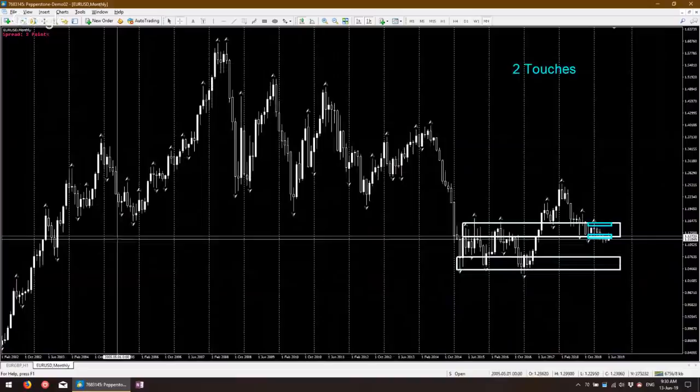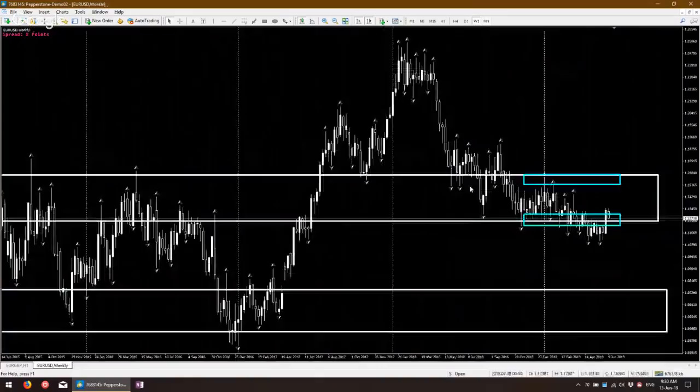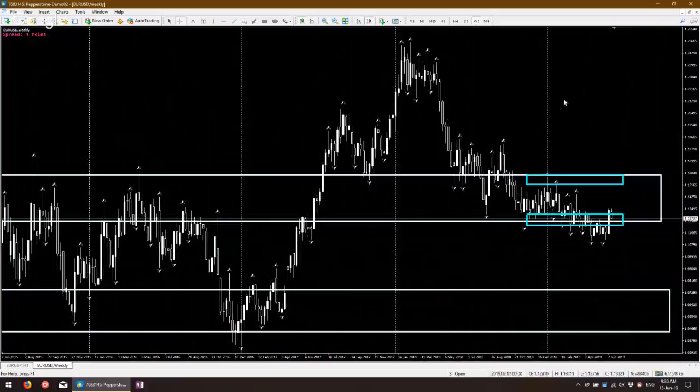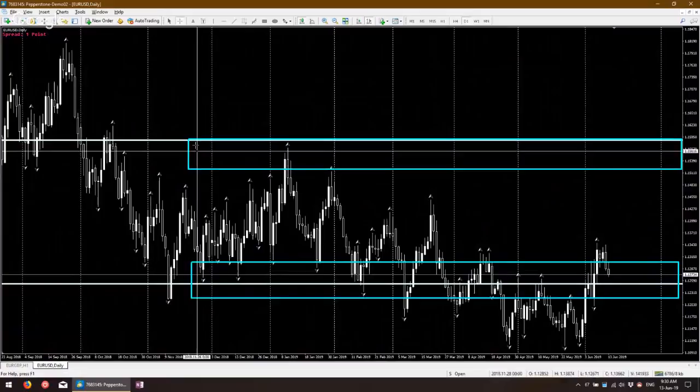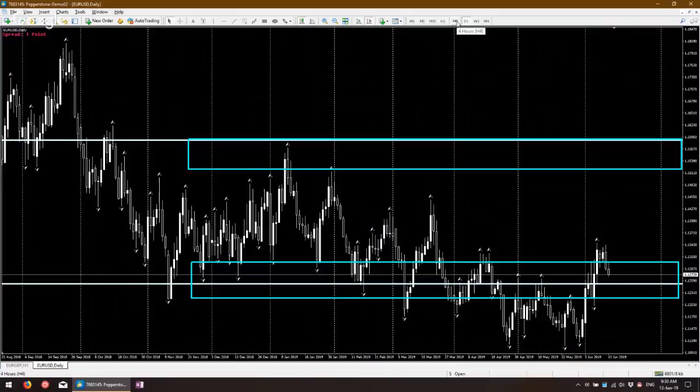So that would be how we go. We start from the higher ones, which help us define two zones. In this case, the weekly zones were the same as the monthly, but now we're going to change to the daily. One zone for the weekly became two zones. The top and the bottom of that zone became the two zones for the daily. And we can continue going like this, time frame by time frame.